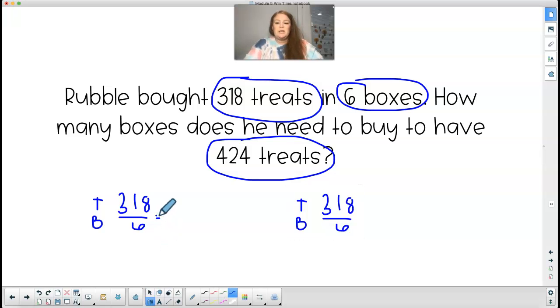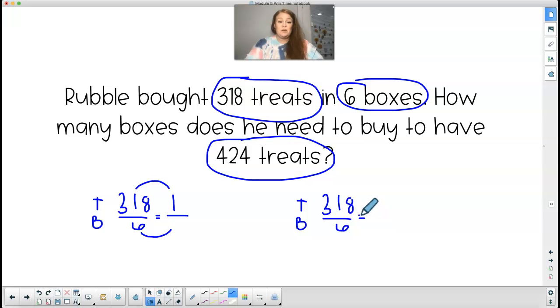Then I want to know, if I'm doing a unit rate, 1 treat. My treats are on the top this time, so here is 1 treat. To get to 1, I'm going to divide by 318. You can do it. So I've got to take 6 and divide by 318, and that will tell me the 1 treat. And then I'm going to apply that to 424 of them.